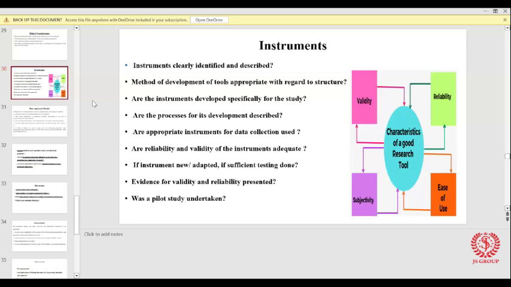If the instrument is new or adapted, is sufficient testing done or not? Sufficient testing means what? Before going into the main study, we should do the pilot study. We have to check the practicability, feasibility, all the things. Are the reliability and validity of the instruments adequate, and were appropriate instruments used for data collection?